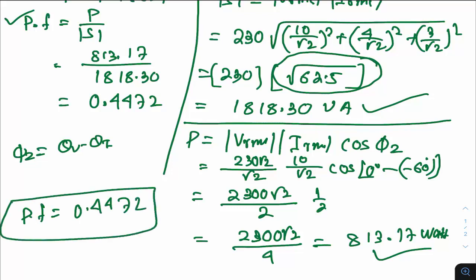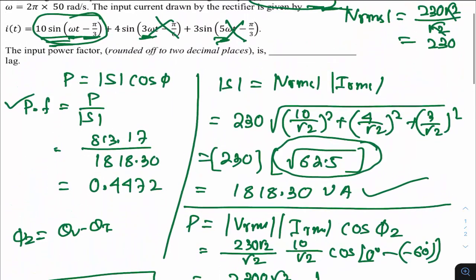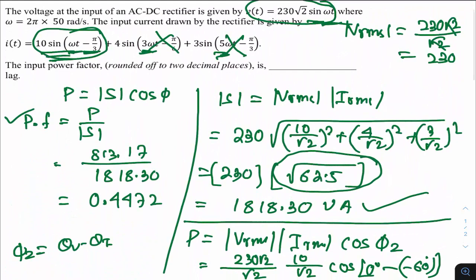So this is again a standard repeated model question. It has been asked in the past, as I said. Again, they have repeated the same thing. Okay, so the answer is 0.4472.